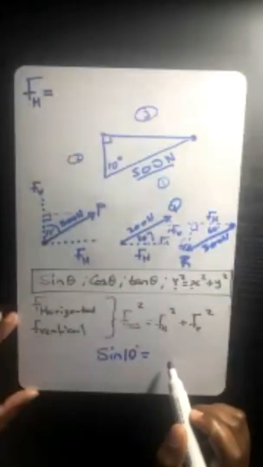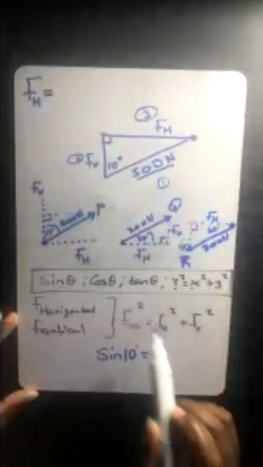So that means which force? When we have a look at the side that we are looking for, we are using what is it? Sine angle. What is the angle? The angle is 10, and we said sine is opposite over hypotenuse. So this side is actually force horizontal, and then this side is force vertical.